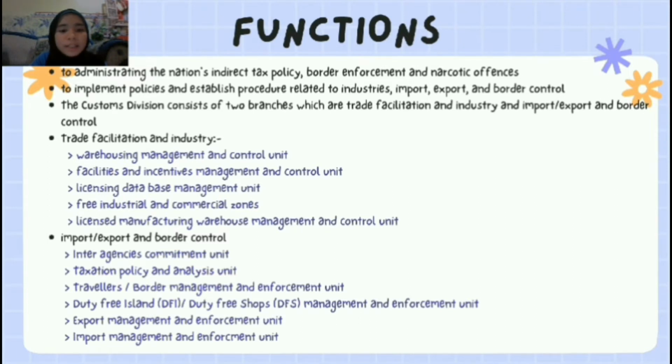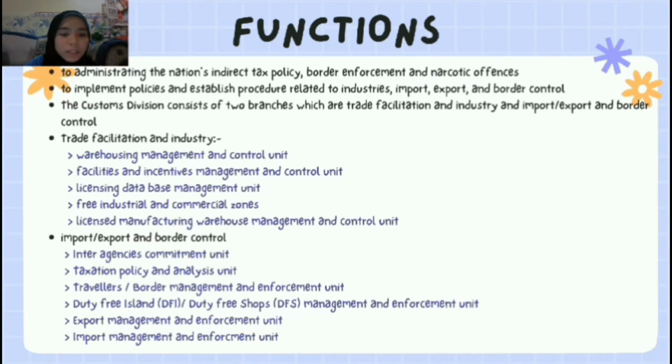Third, licensing database management is to plan and collect data related to custom matters. Lastly, free industrial and commercial zones and licensed manufacturing warehouse management and control both are responsible to enforce the legislations, policy and procedures, also to monitor and enhance regulation. So the second category is import or export and border control, which consists of six aspects.